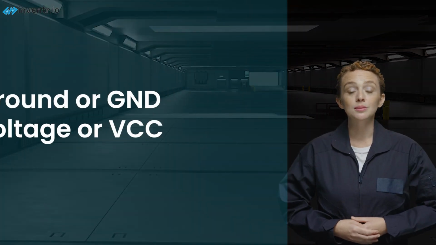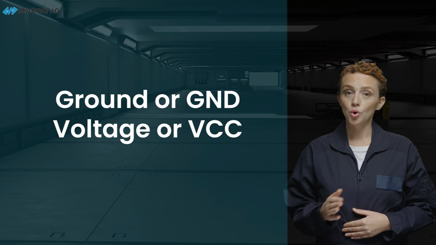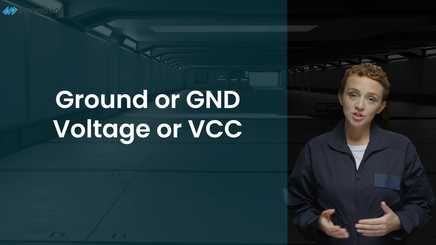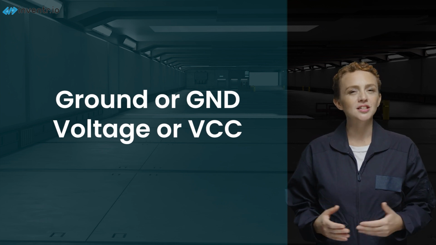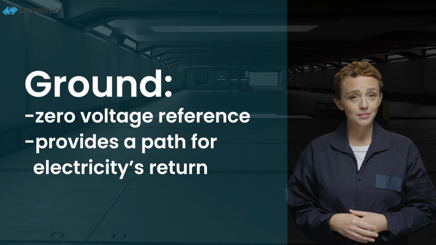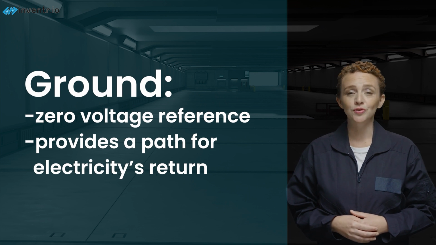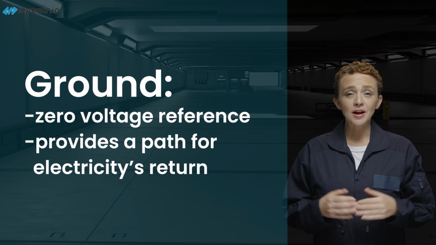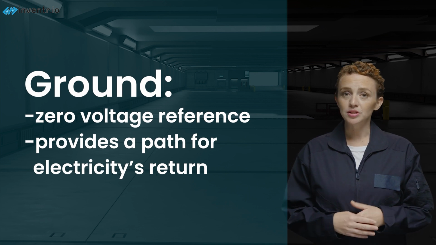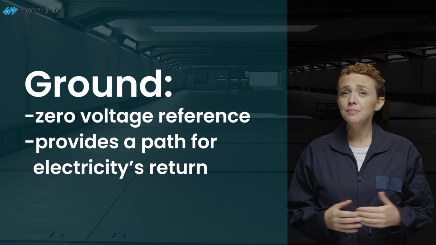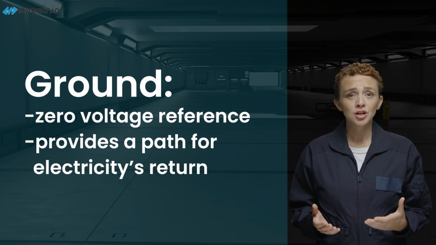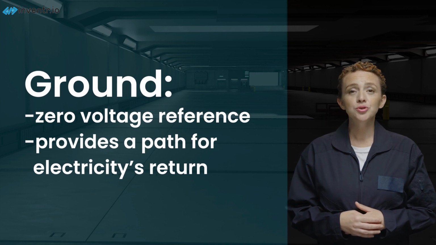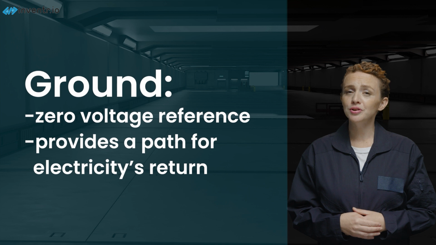Allow me to introduce some vital elements. The ground, or GND, and voltage, or VCC. They are, you could say, the lifeblood and nervous system of our electronics. Ground, my friend, is the common point of reference for all voltage sources in a circuit. It's our zero voltage reference line, the foundation on which all other voltages are built. Without it, our circuits would be aimlessly wandering in the wild, uncertain about where the bottom of the voltage range lies. It also provides a path for our electric currents to return to their source after their exciting journey through our circuits.